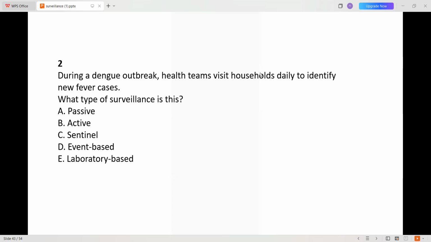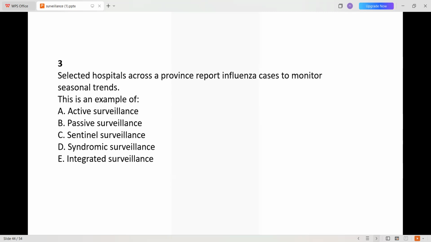MCQ number 3. Selected hospitals across the province report influenza cases to monitor seasonal trends. This is an example of A. Active surveillance, B. Passive surveillance, C. Sentinel surveillance, D. Syndromic surveillance, E. Integrated surveillance. C, sentinel. Yes, C is the right option.